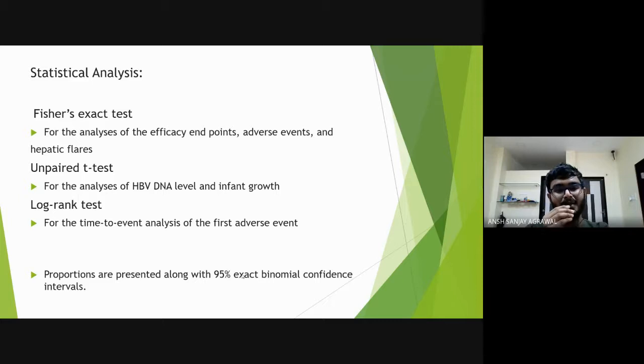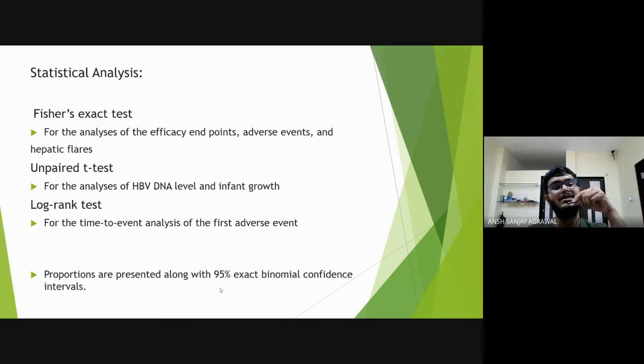So you might be thinking, why Fisher's? So basically, Fisher's is used for categorical data. Let's say yes/no data would be a very good example. If we talk about efficacy, either the drug is efficacious or not, either it prevents infection or not. So yes, no. Adverse event, is there an adverse event or not? Hepatic flare, is there a hepatic flare or not? So for values which have a yes/no, you can use Fisher's exact test.